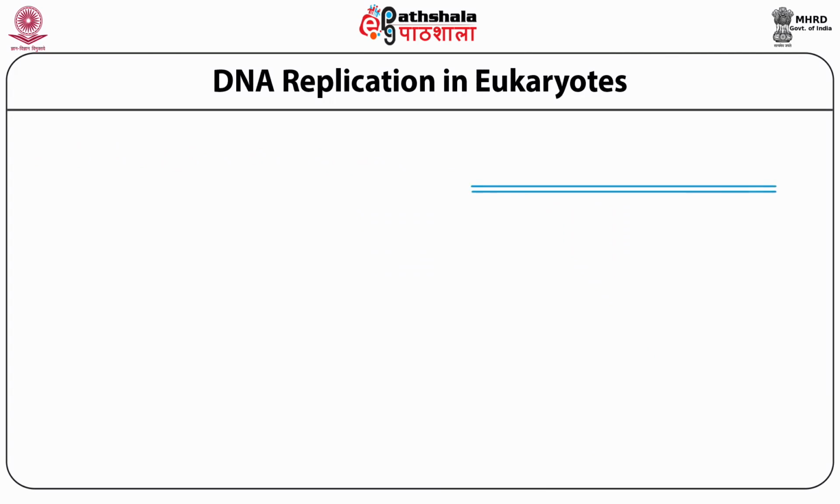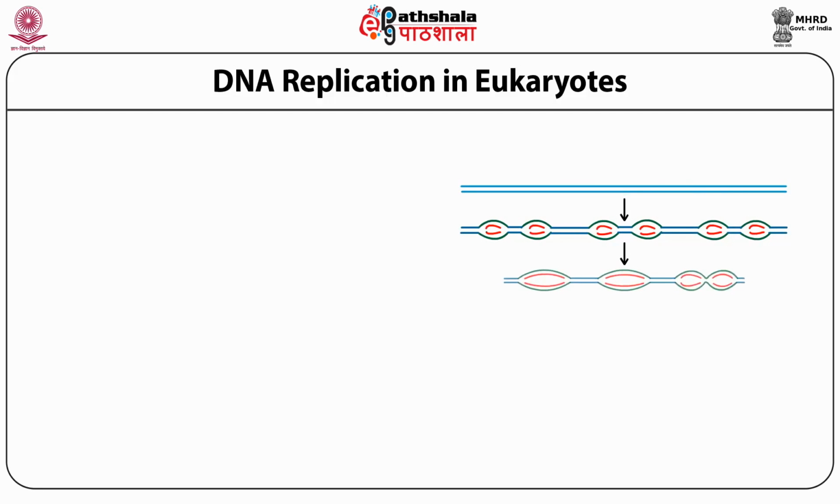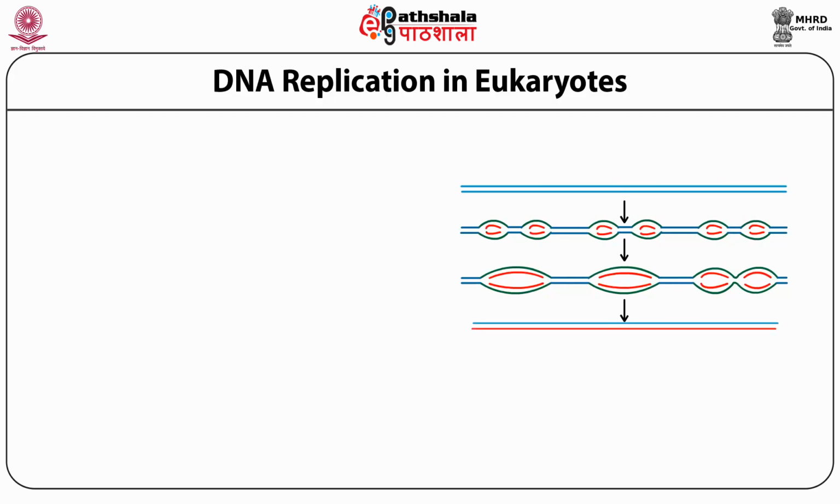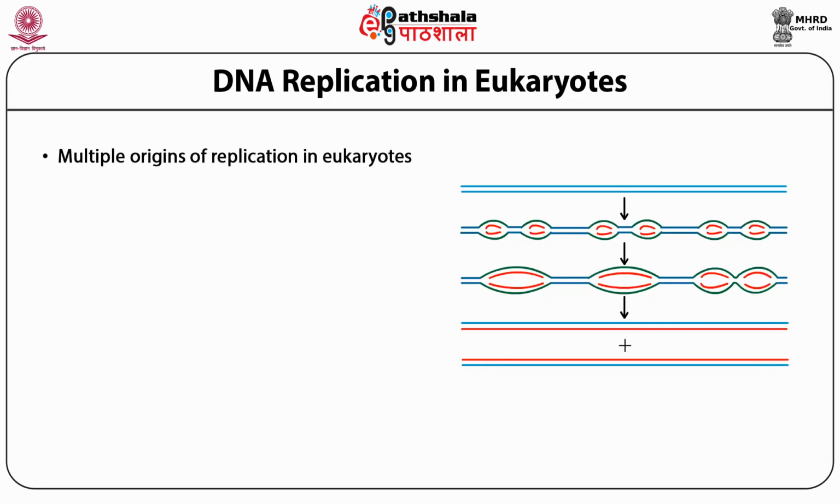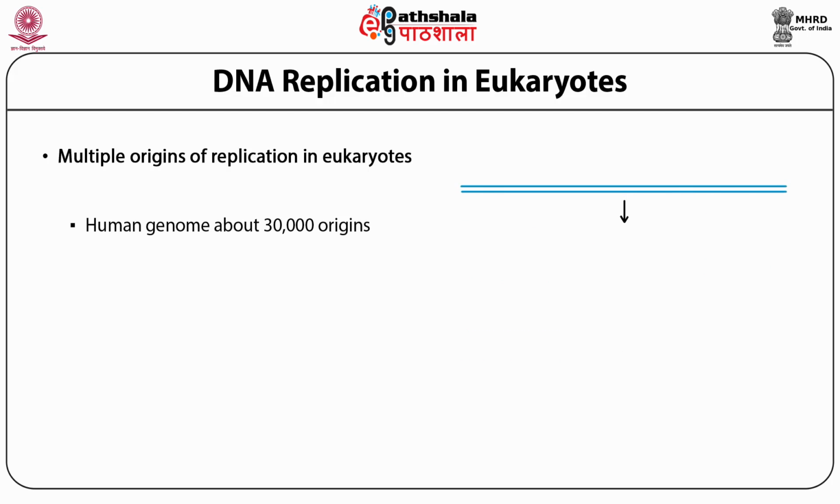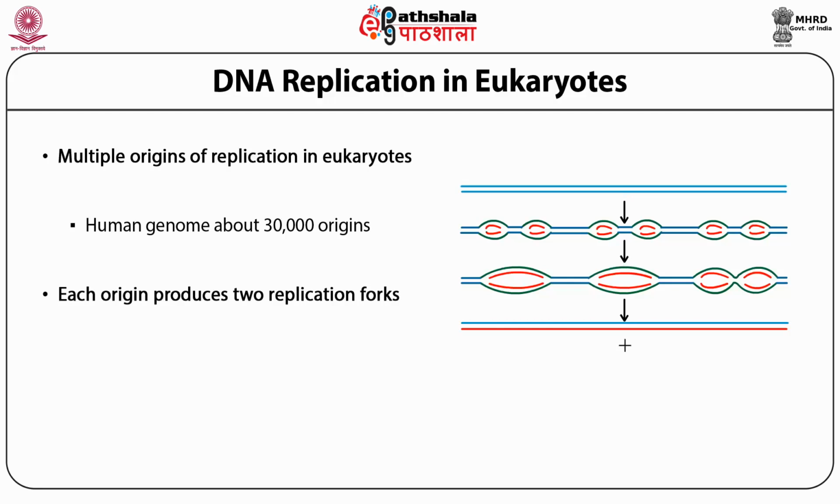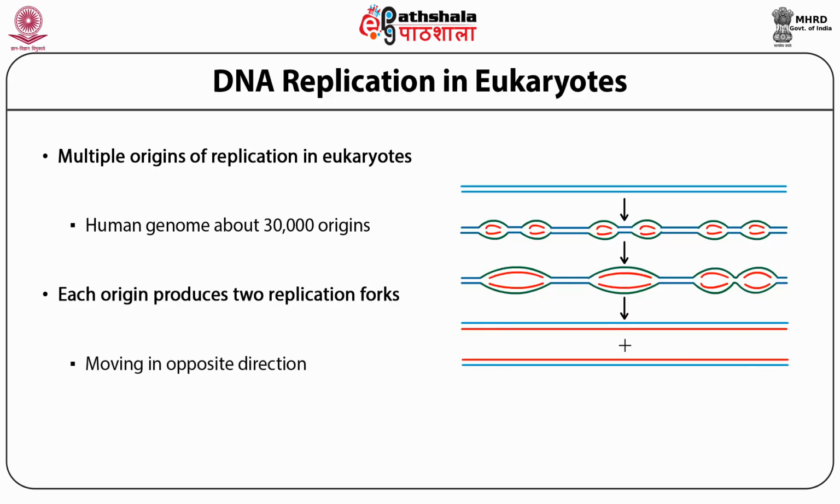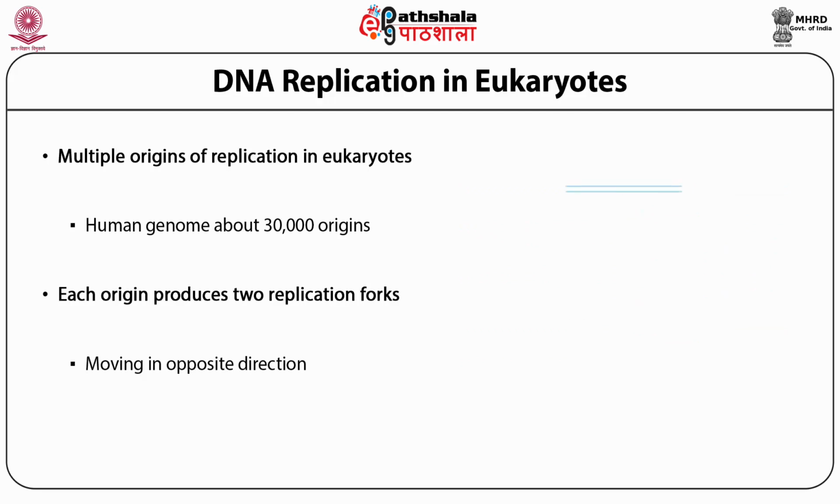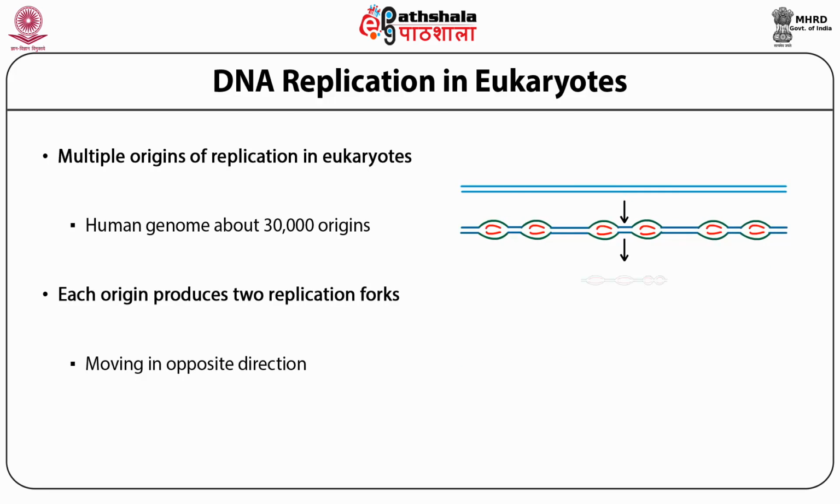Let's move on to DNA replication in eukaryotes. Now, what is the difference between DNA replication in eukaryotes and prokaryotes? Eukaryotes have multiple origins of replication. For example, the human genome alone has 30,000 origins of replication, whereas there is only one in case of prokaryotes. And each origin produces two replication forks and they move in the opposite direction. So, because of the enormity of the eukaryotic genome, there are multiple origins of replication for DNA replication.